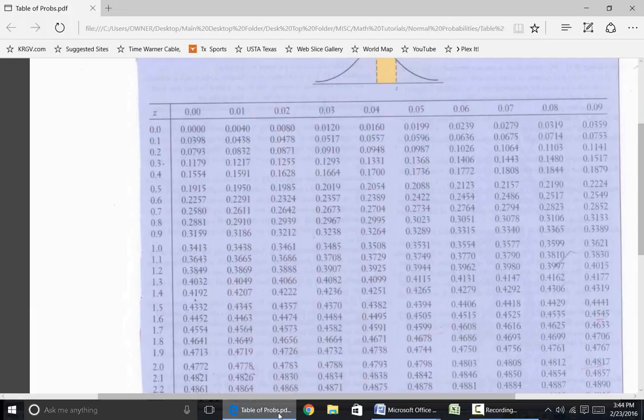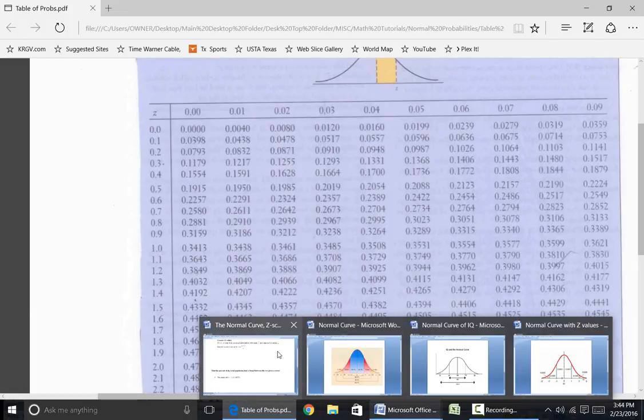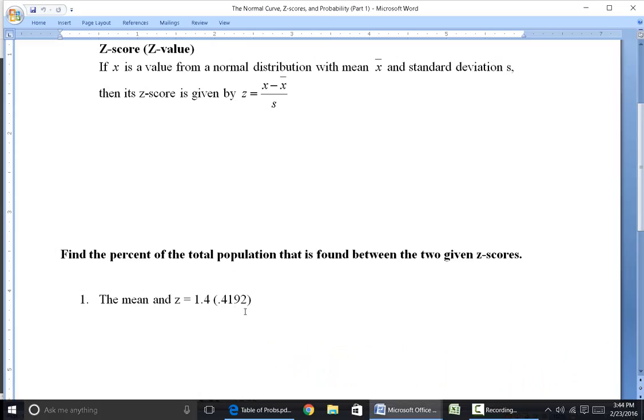Since it's asking you for a percent here, the answer would be 41.92%. Round off if it asks you to round off, but I just give 41.92%. Now, if it asks you for the probability that a certain score is within the mean and 1.4, then the probability I would just give as 0.4192.